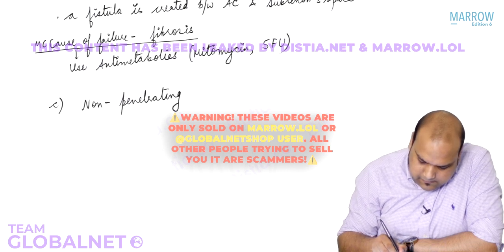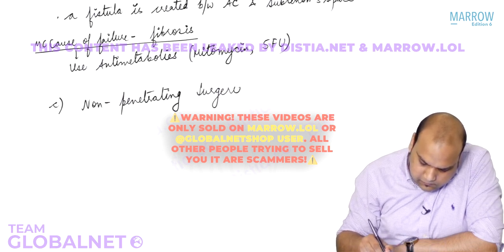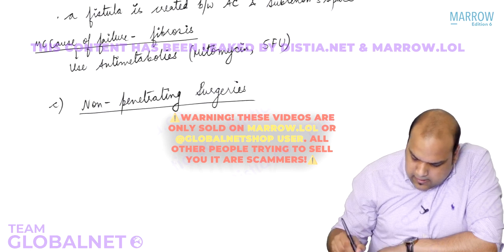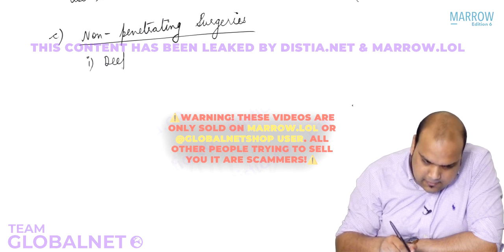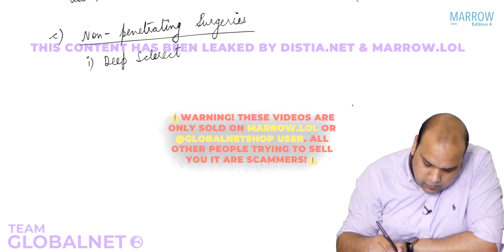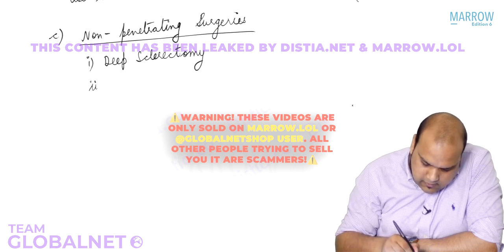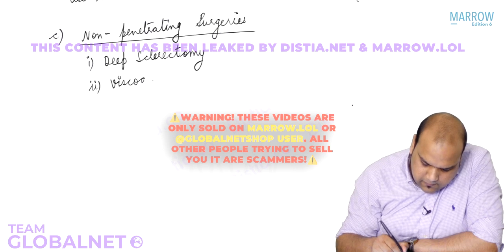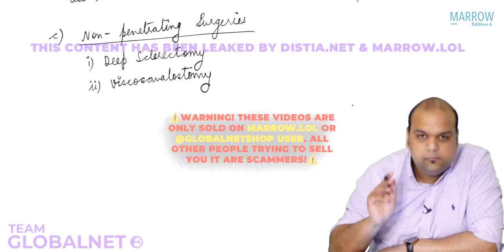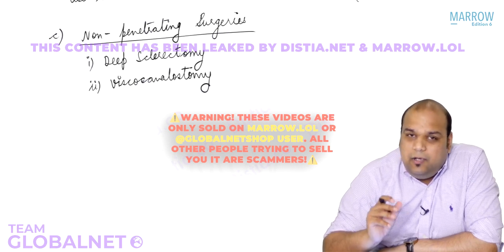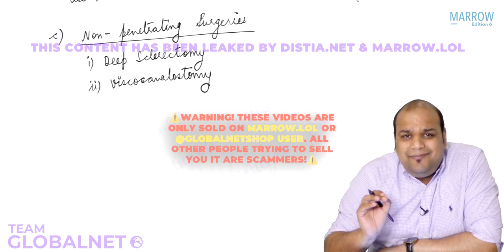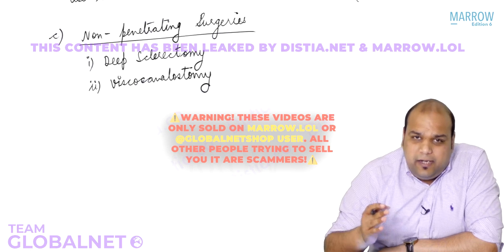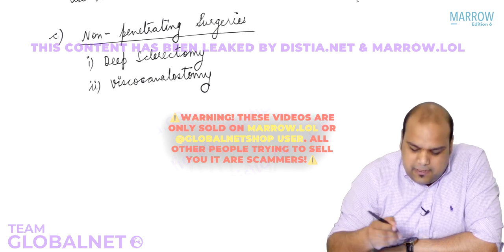non-penetrating surgeries. I'll give you examples of non-penetrating surgeries, everybody. Deep sclerectomy, viscocanalostomy. Okay, in these surgeries, we are not penetrating the trabecular meshwork. We are not touching the trabecular meshwork. We are in one way bypassing the trabecular meshwork, straight away into the sclera or straight away into the Schlemm's canal.